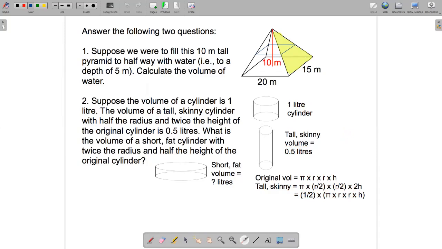Okay, finally going to get to the question. The question is, what if I have a short fat cylinder? The short fat cylinder has twice the radius of the original cylinder and half the height of the original cylinder. What is the volume of the short fat cylinder? You can calculate it using the same idea that we did right here.